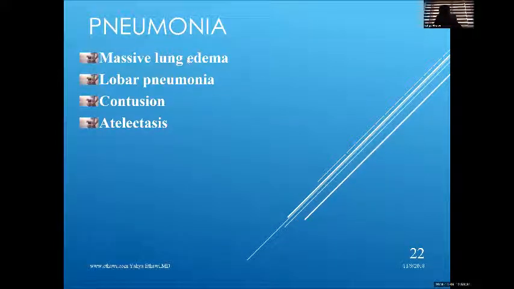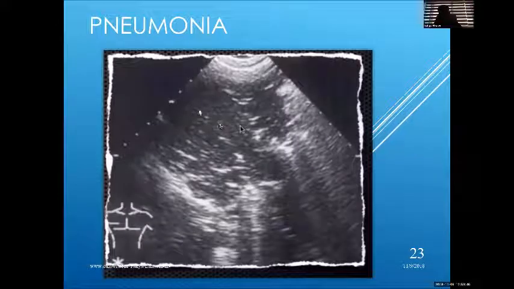We also see massive lung edema. We can see lobar pneumonia. We can see the same finding in contusion and atelectasis. Here is a picture of pneumonia. You can see there is a hypoechoic area of the lung tissue, and there are hyperechoic different size air bronchograms, surrounded by normal tissue, and you can see here some B lines and some A lines.